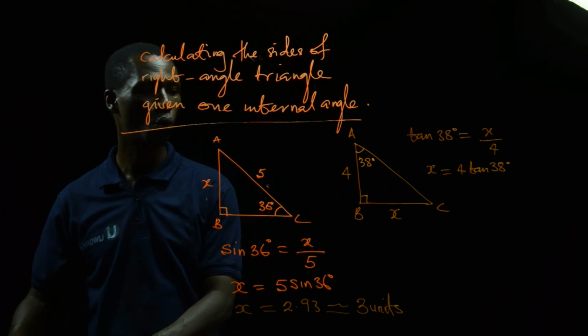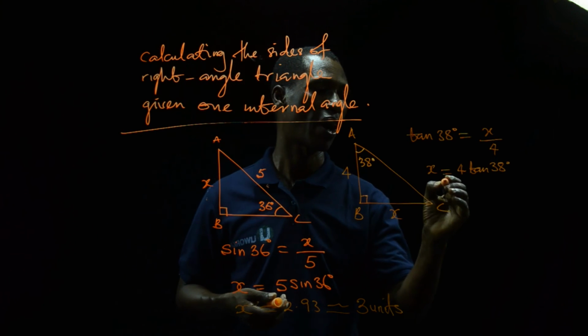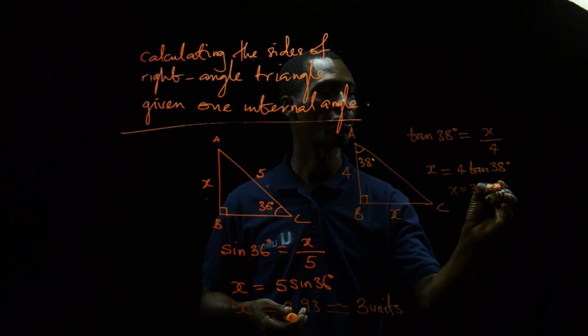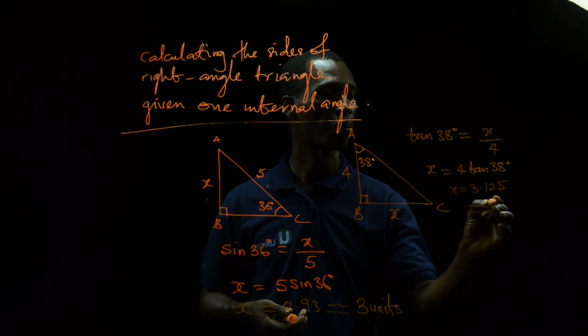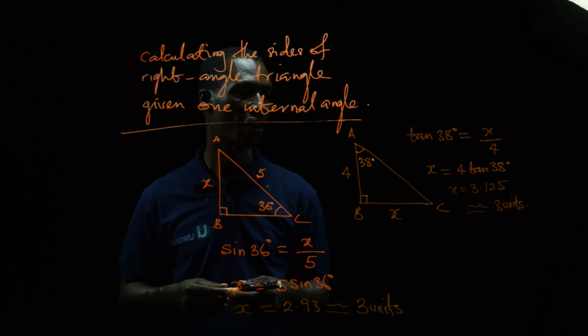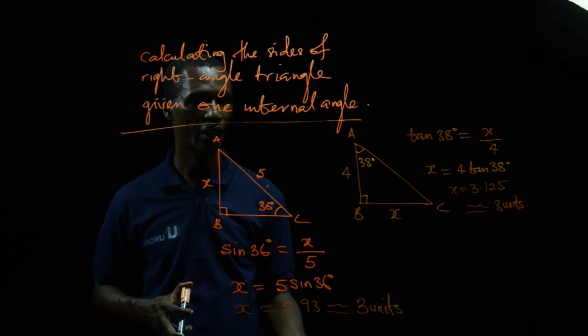3.125 to the nearest whole number. I've gotten my x here, 3.125. So to the nearest whole number will be 3 units. So that will be the figure at that regard.